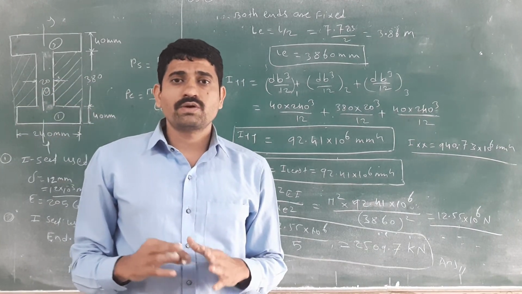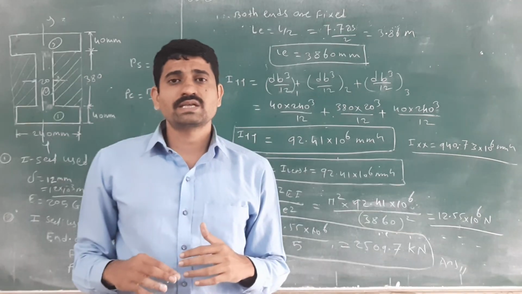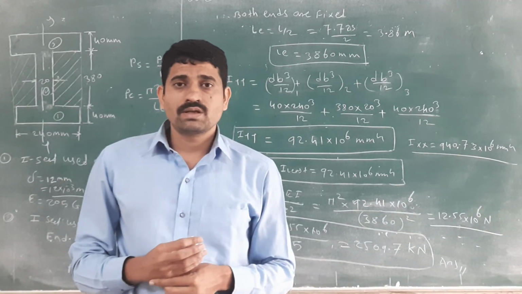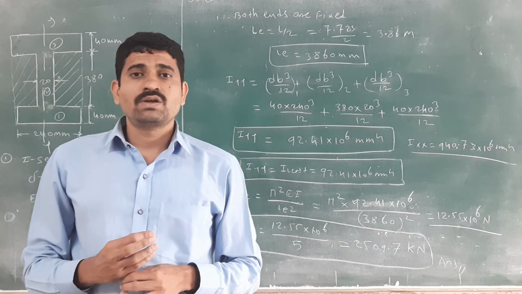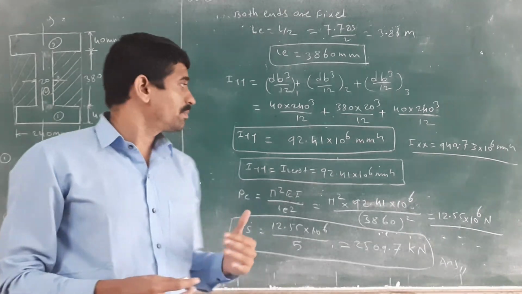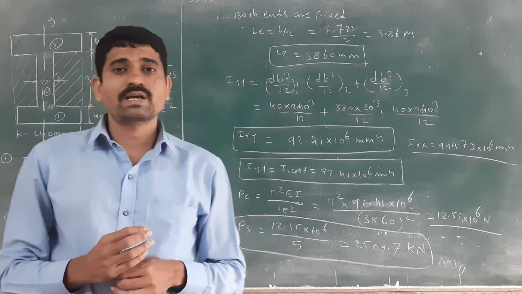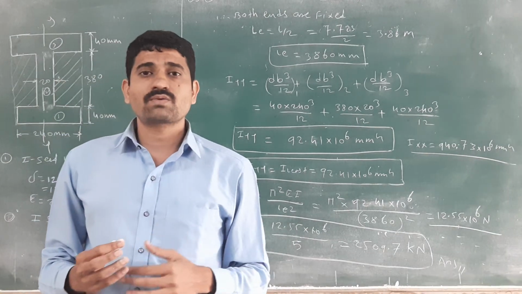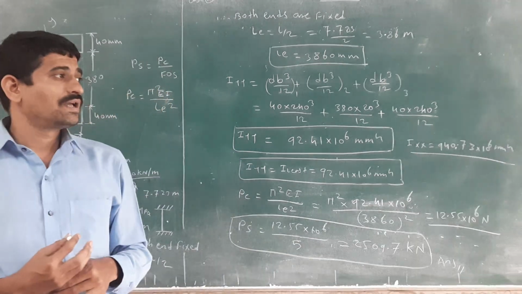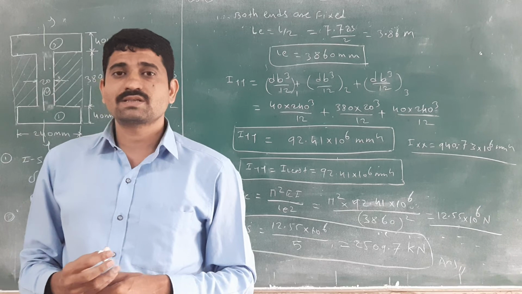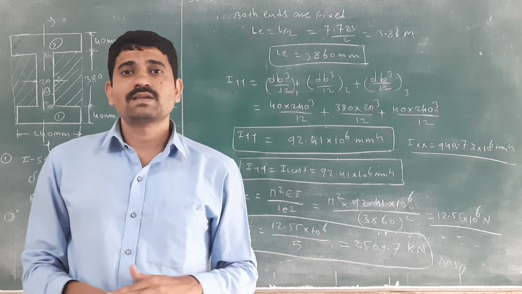Okay, today we will stop here. In the next lecture we will see a new numerical on the unsymmetric section with the help of buckling of column, how to solve that given numerical, or how to calculate the crippling load or safe load, or we can say the crippling stress. This type of numerical we will see in the next lecture.